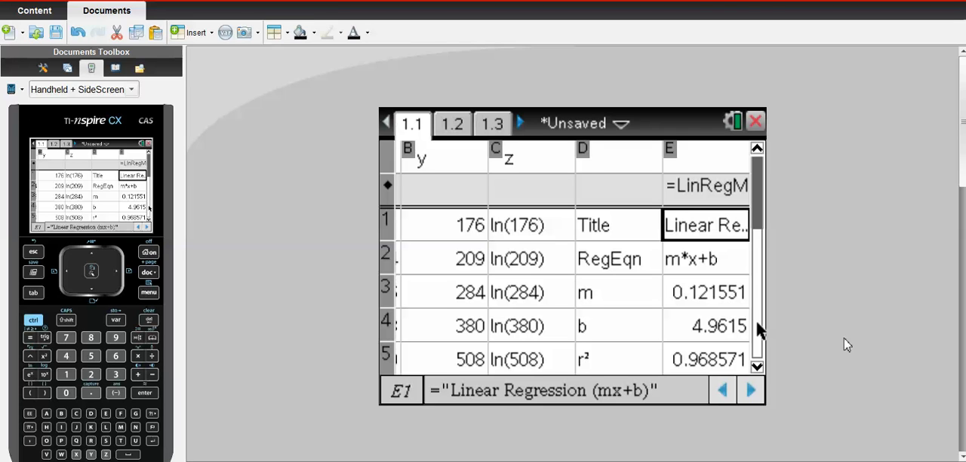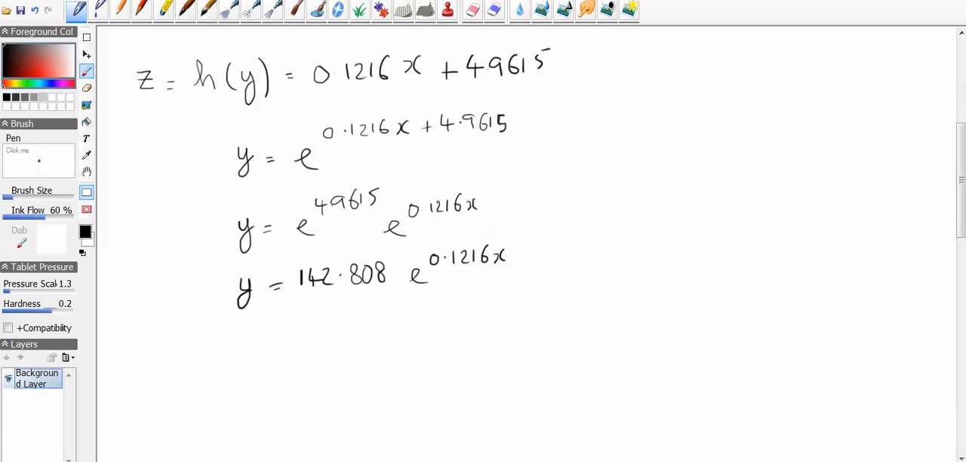So I'll click on this. Okay, hopefully that's come up for you now. So I've just written down the relationship. The relationship between z and x was 0.1216x plus 4.9615, which means that ln y would equal that because z is ln y. Then I've done a bit of manipulation. I've said, if ln y equals all that stuff on the right hand side, then y would equal e to the power of the right hand side, just our basic logarithm rules.